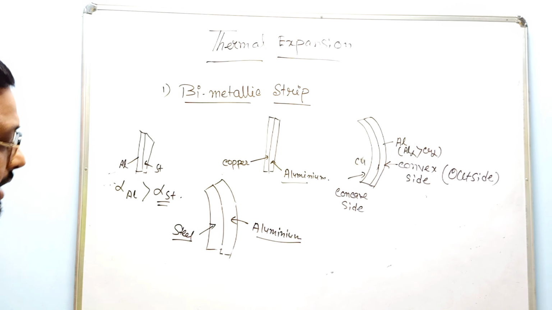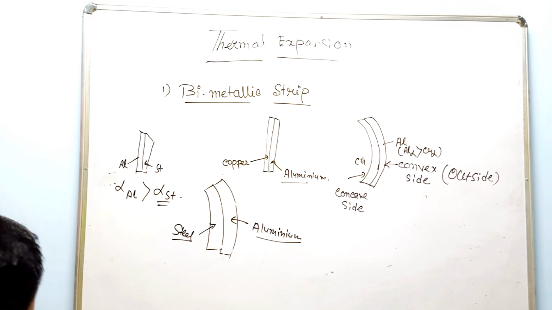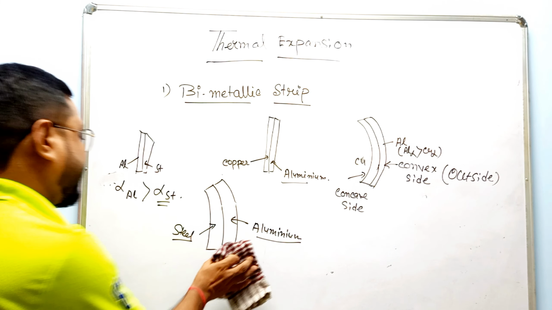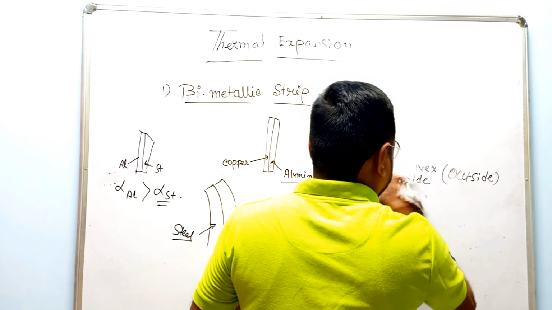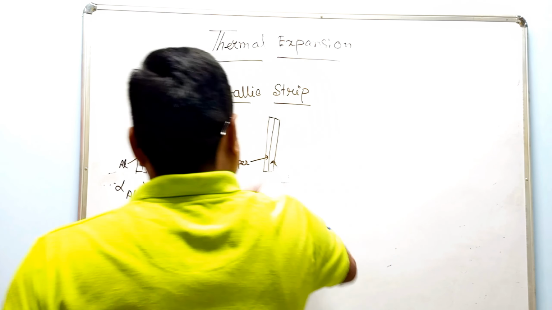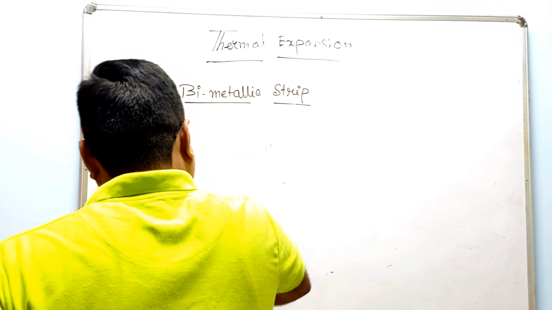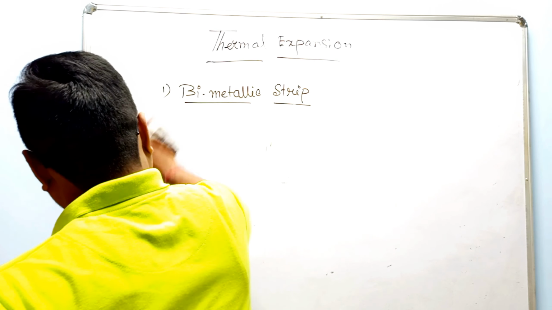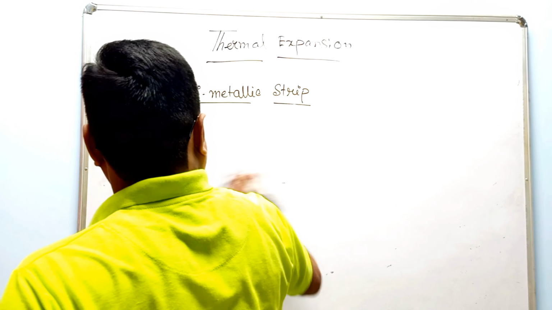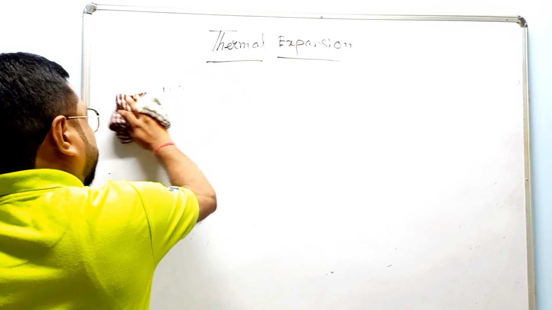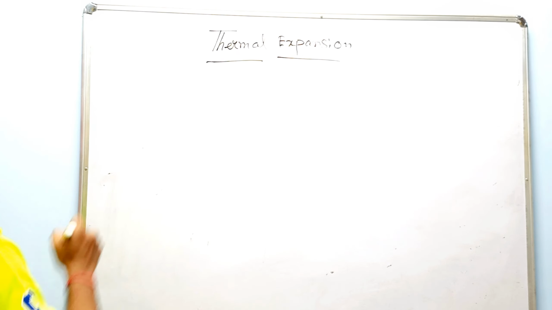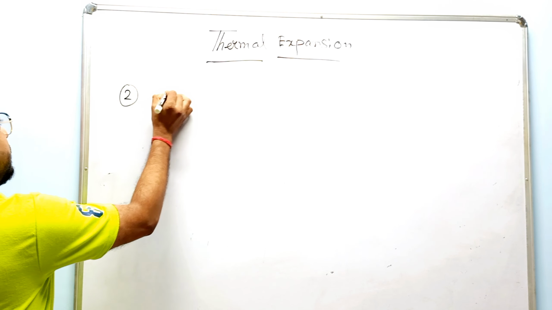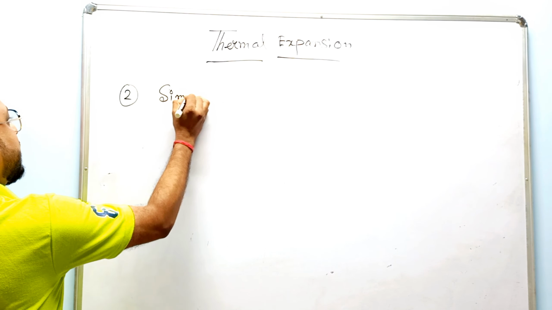It is used in electrical circuits, such as a fire alarm, where the alarm rings when a dangerous fire occurs. So the bimetallic strip is an example of thermal expansion. Number 2 is the simple pendulum.